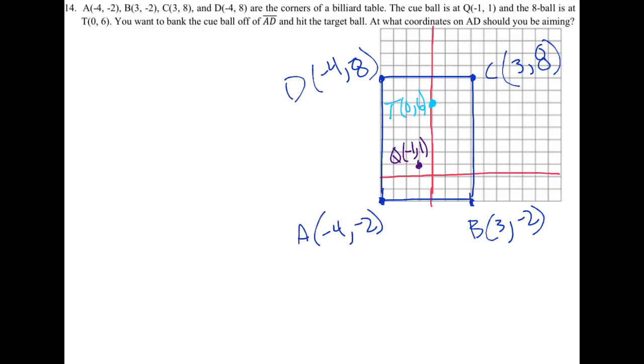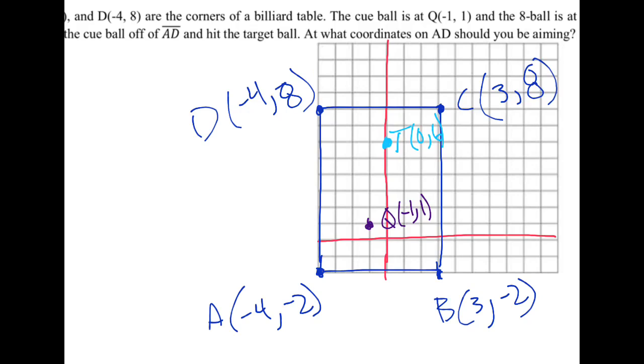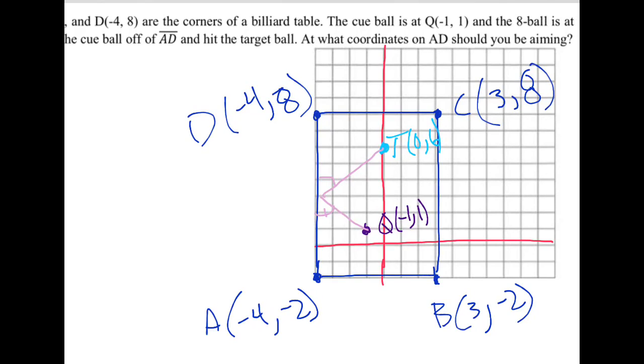And we want to bank the ball off of AD, and we want to hit the target ball. So what coordinates on AD should we be aiming? So picture the situation. The ball is going to be coming in like that, banking off the wall and hitting there. And the idea is that whatever angle we come in at, we will go out with that same angle after hitting the wall. And so we get these two similar triangles, and we know a couple things.